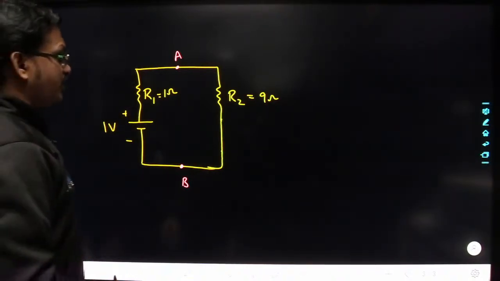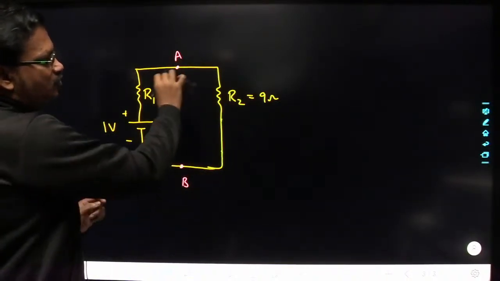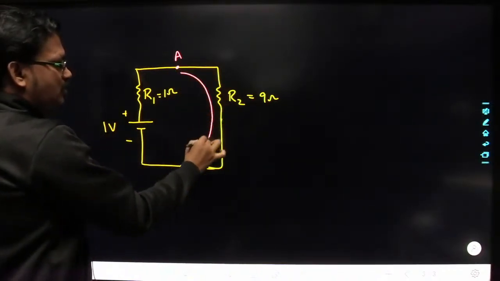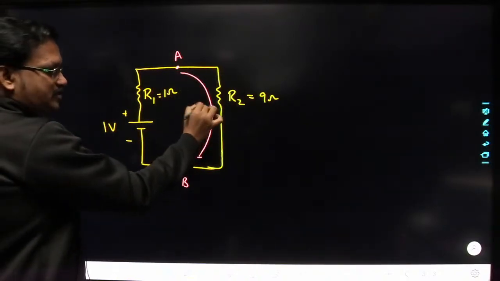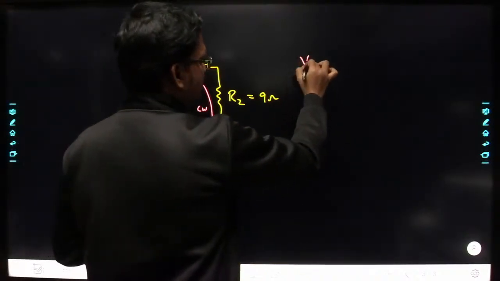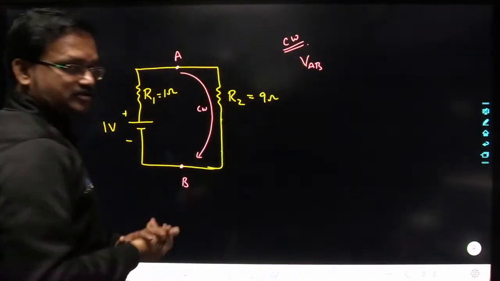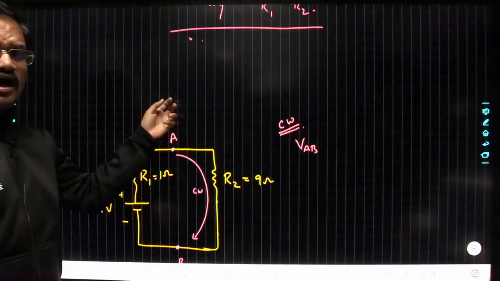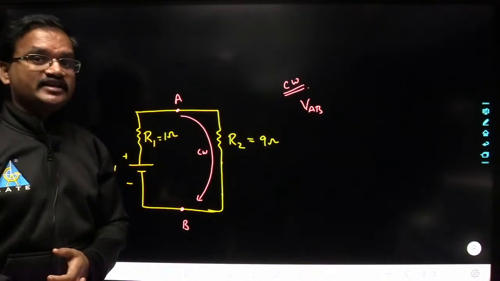Now if you move from A to B in the clockwise direction like this, what is VAB here? Whenever you are moving in the clockwise direction, I have told you that the work done around any closed path is independent of the path.